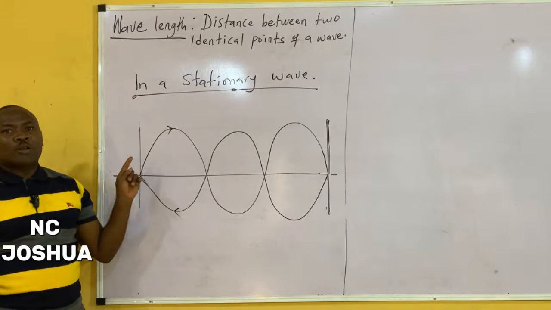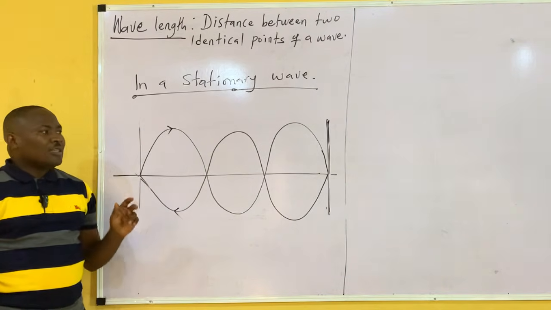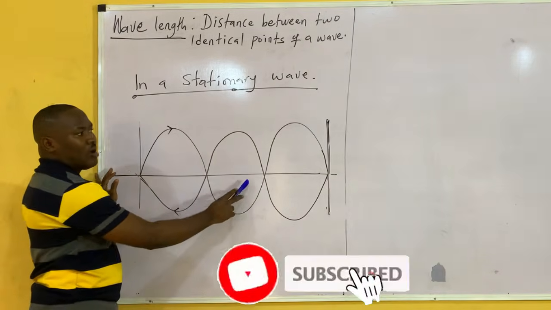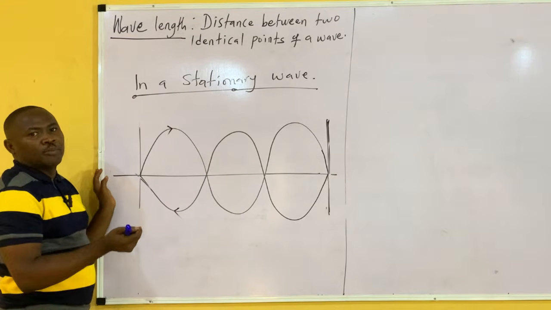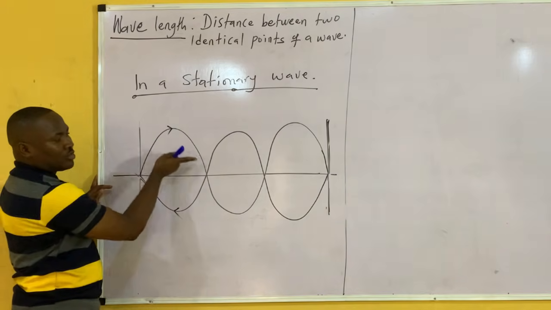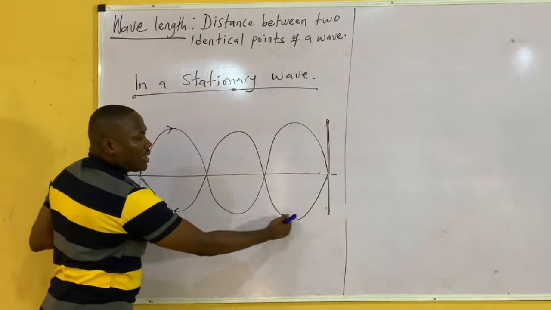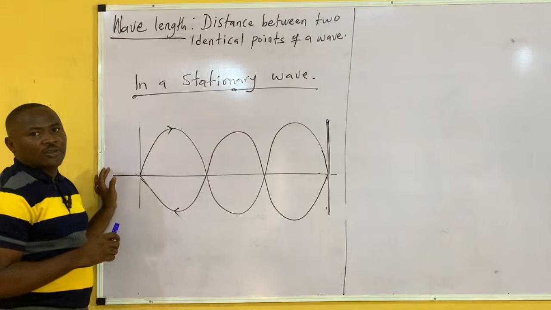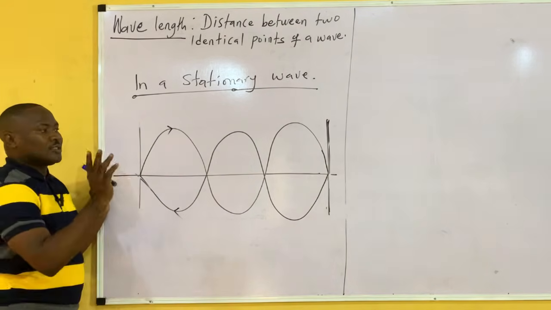We'll be looking at how to calculate wavelengths in a stationary wave. Now remember, a stationary wave is made of two equal waves that have the same frequency, same amplitude, same wavelength, but opposite in direction. The wave traveled and struck a point, a boundary, and reversed. So that's the stationary wave. And we say such a wave does not transfer energy, unlike a progressive wave that is just transferring energy.